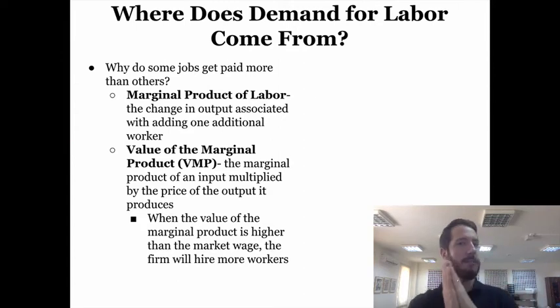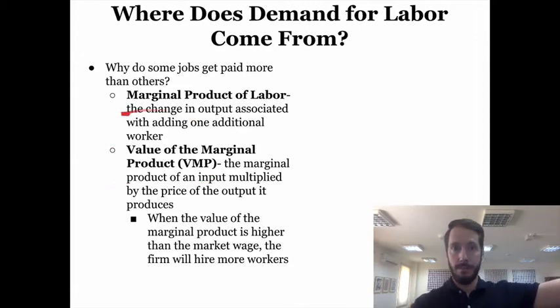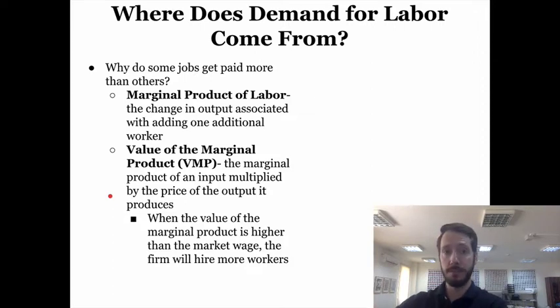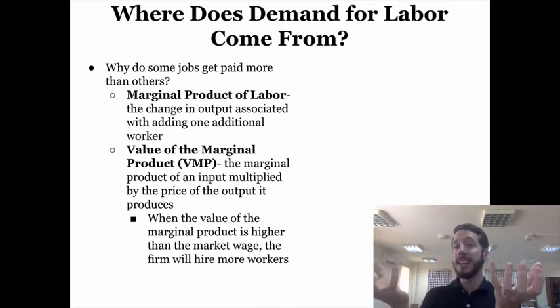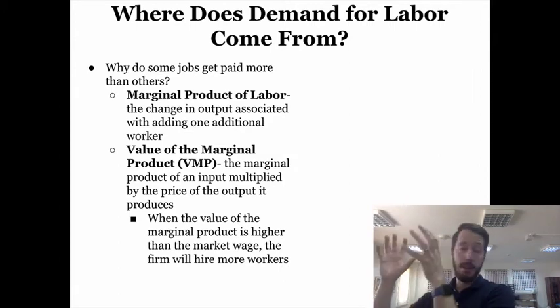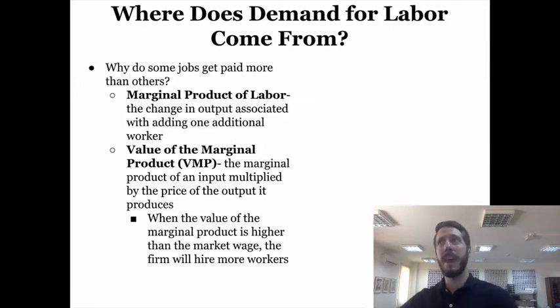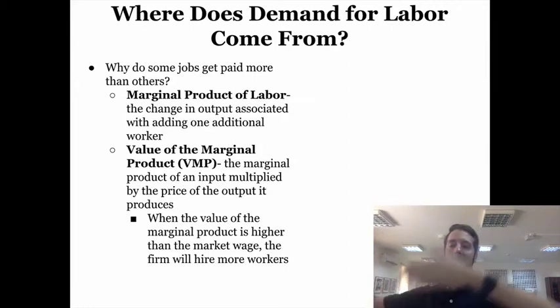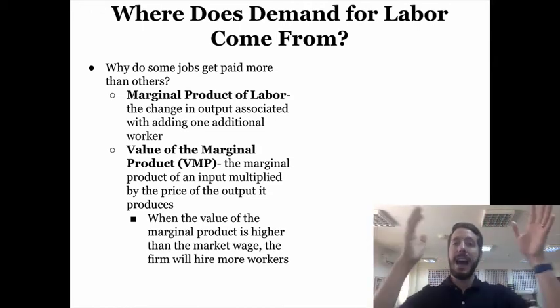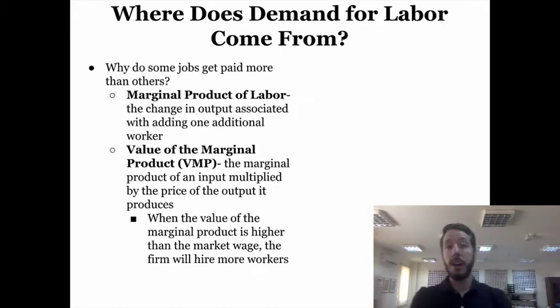We also have to understand value of marginal product. This is the marginal product of an input multiplied by the price of the output it produces. So the marginal product of labor multiplied by the price of that good that you're producing. So if I'm making 20 more Big Macs or 20 more computers or 20 more cars, and the price for, let's say, a car is 10,000 dollars, and I got 20 more, that's $200,000. I have to figure out what that value of marginal product is.